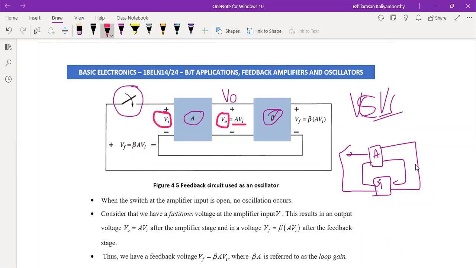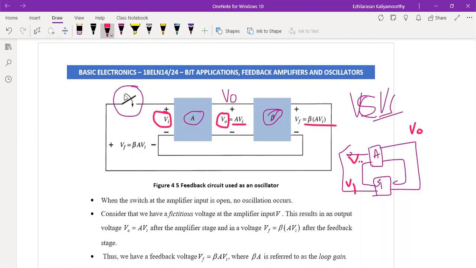Next, that will be given to the feedback circuit. This is the feedback circuit, beta. So what is the VF now? This is VF actually, right? So VF will be beta into V naught, where V naught is nothing but VI into A. See, that is what we got, beta into A VI. So now that will be given to the switch here.